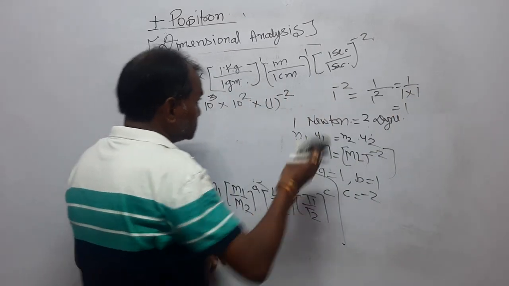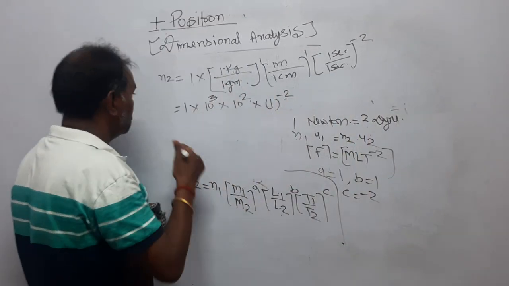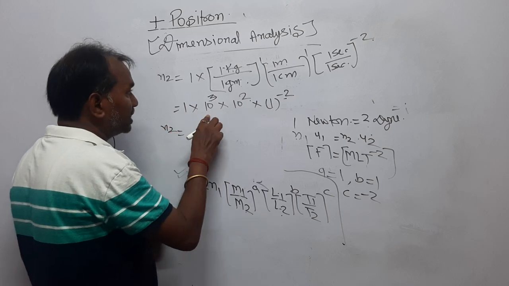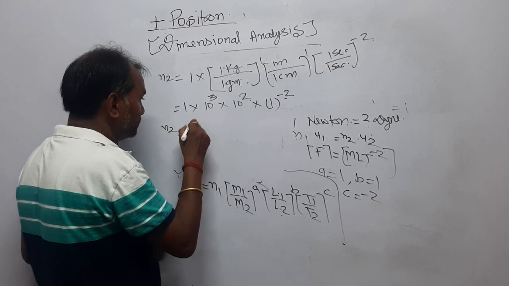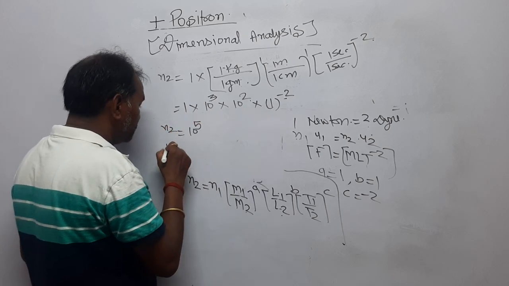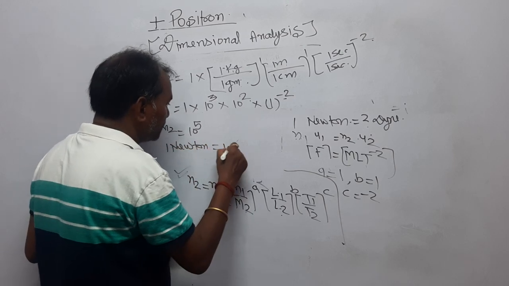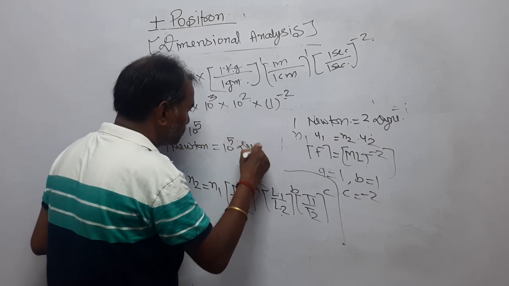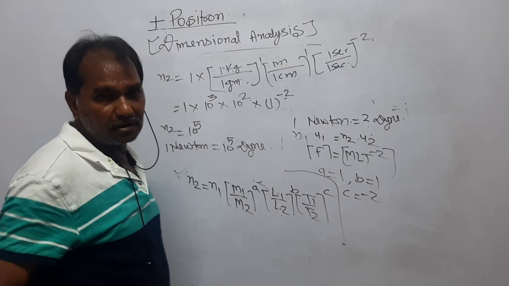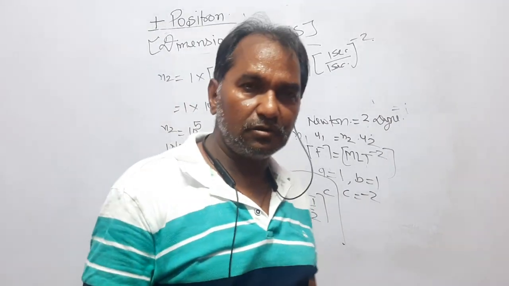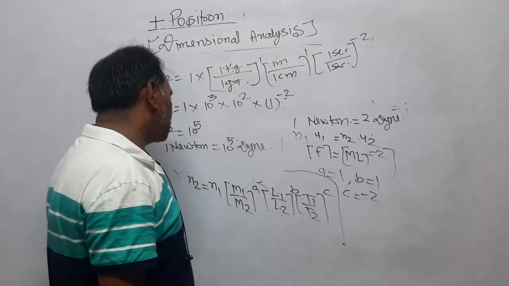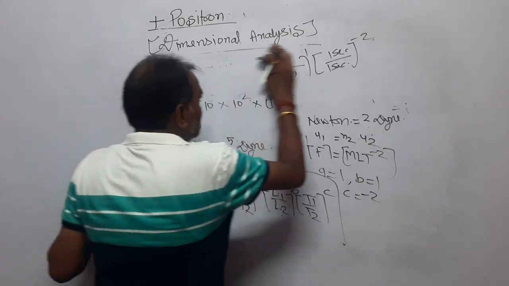So dear students, what have you got? N2 is equal to 10 to the power 3 times 10 to the power 2, that is 10 to the power 5. So 1 Newton works out to be 10 to the power 5 dyne. Right? 1 Newton works out to be 10 to the power 5 dyne. Let's move further.